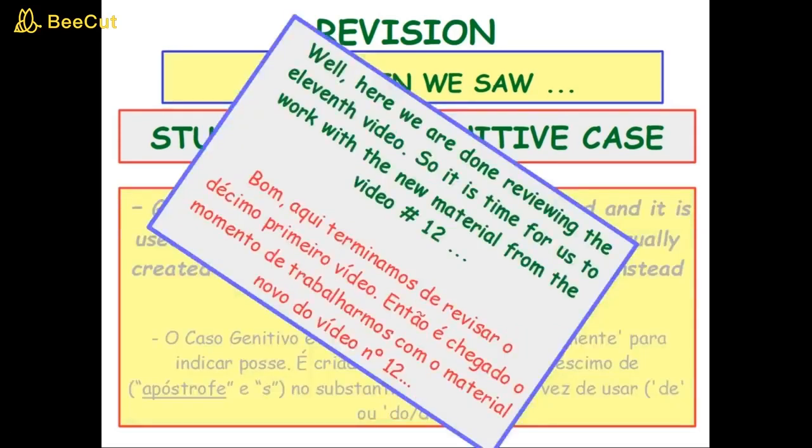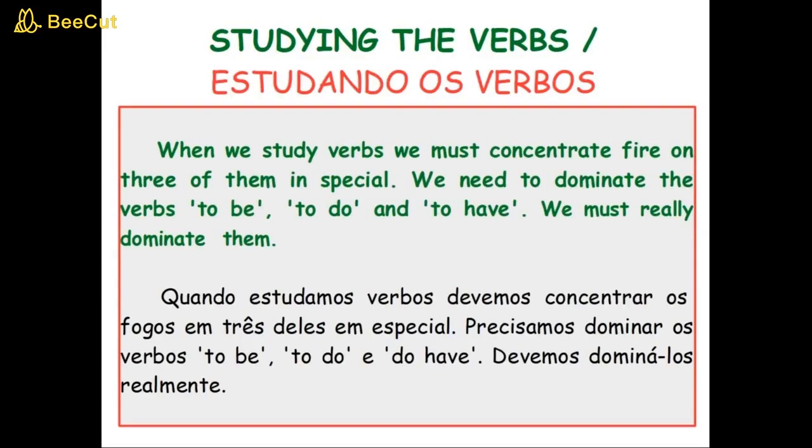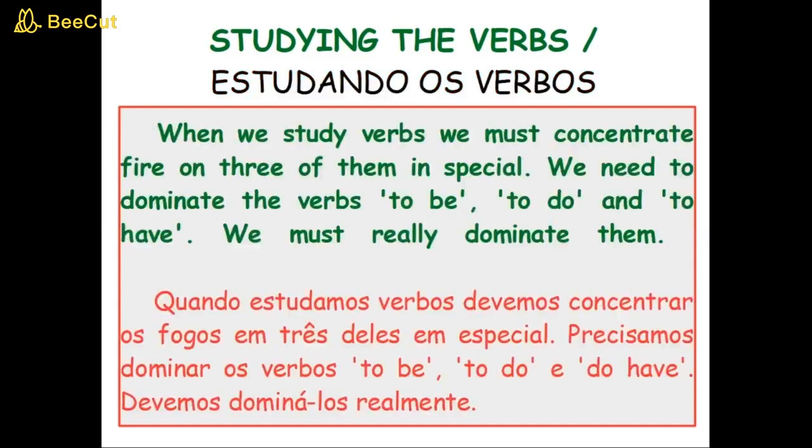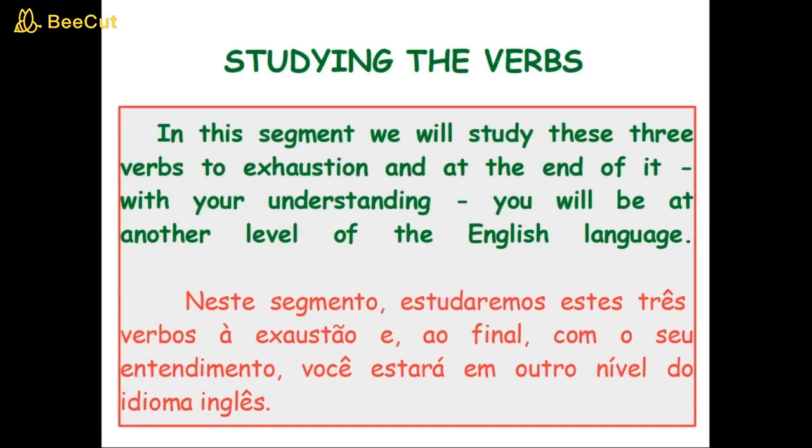Well, here we are done reviewing the 11th video, so it is time for us to work with the new material from video number 12. Studying the verbs. When we study verbs, we must concentrate fire on three of them in special. We need to dominate the verbs to be, to do, and to have. We must really dominate them. In this segment, we will study these three verbs to exhaustion, and at the end of it, with your understanding, you will be at another level of the English language.